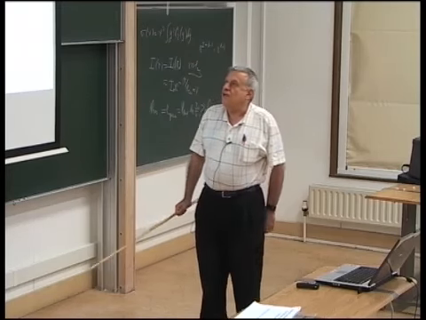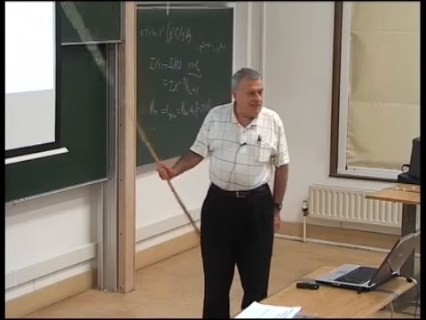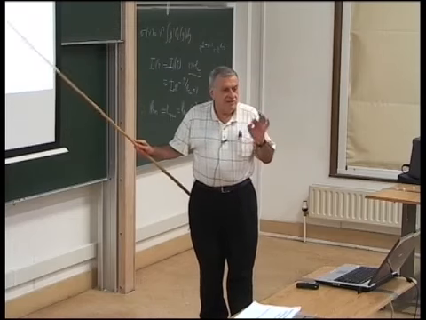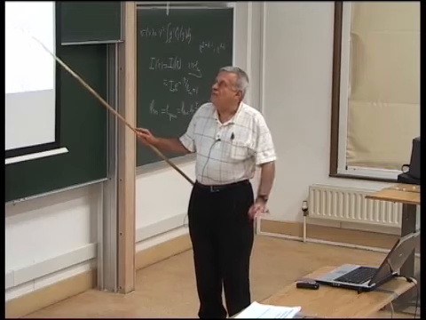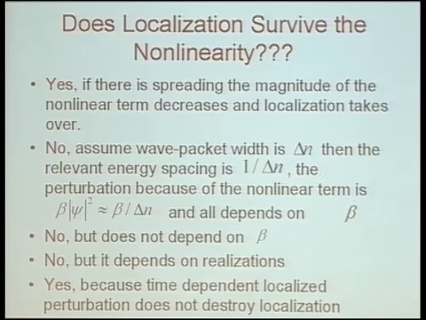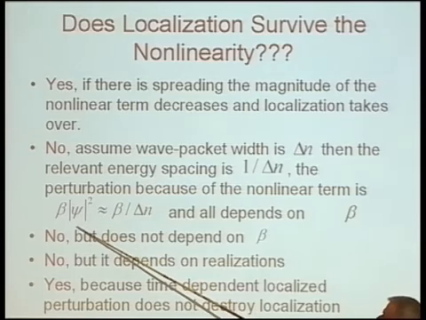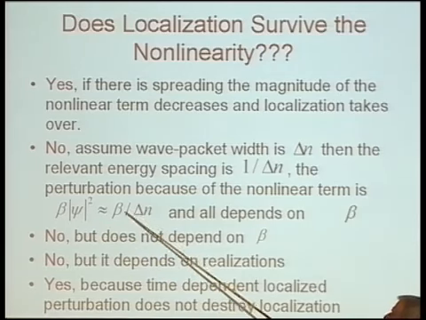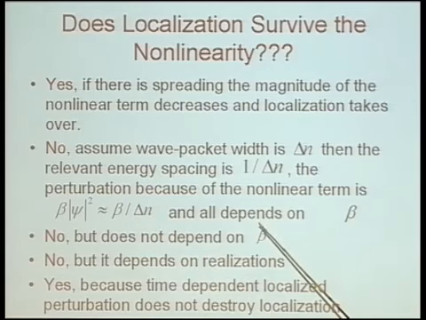Then there is an argument saying, no, it does not, and we have to do it a little more carefully. So assume that we have a wave packet of width delta n. The relevant energy spacing will be 1 over delta n. Now, the nonlinear term, that is the perturbation, is beta psi squared, that is beta over delta n. Then all depends on beta whether it survives or not, and there is a critical beta.